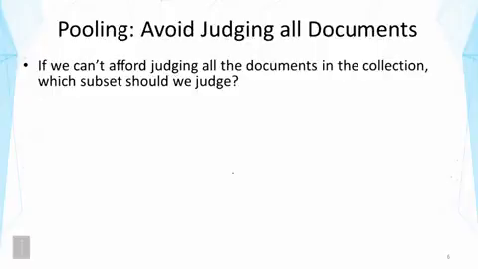So now let's talk about the other problem of making judgments. And as we said earlier, it's very hard to judge all the documents completely unless it's a very small data set. So the question is, if we can't afford judging all the documents in the collection, which subset should we judge? And the solution here is pooling. And this is a strategy that has been used in many cases to solve this problem.